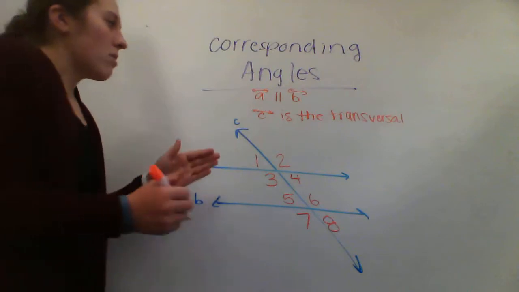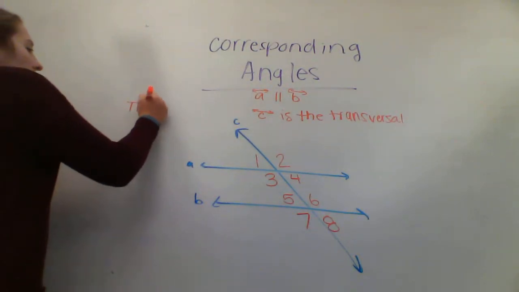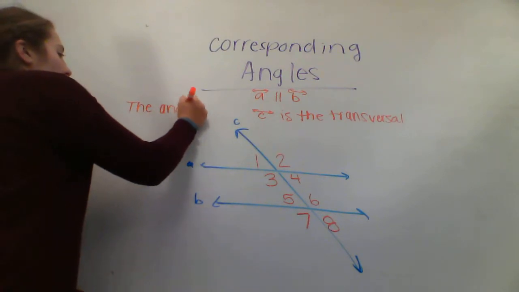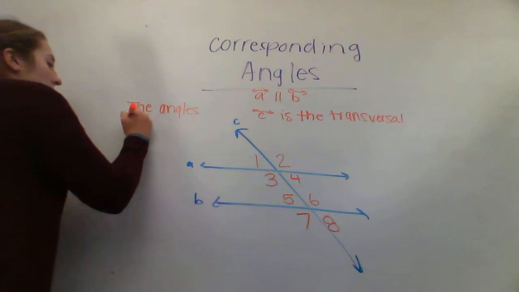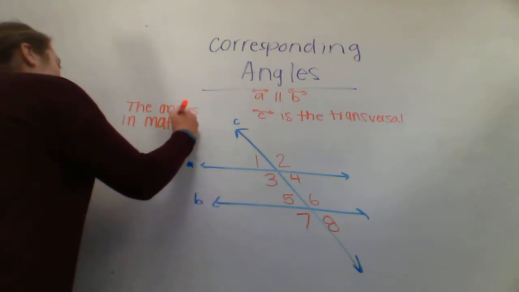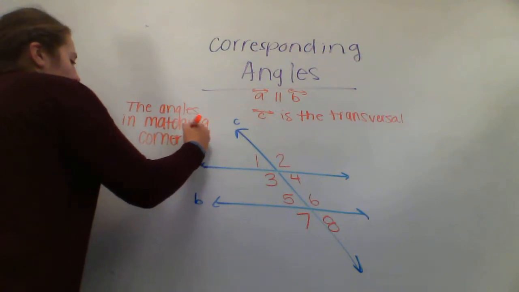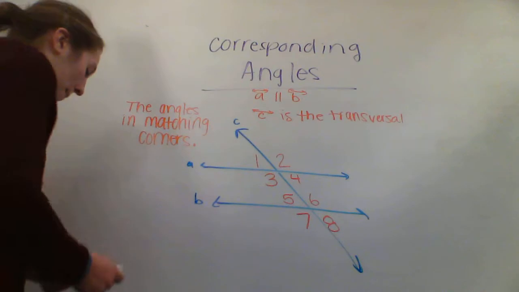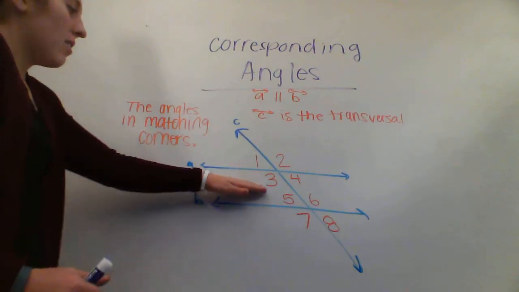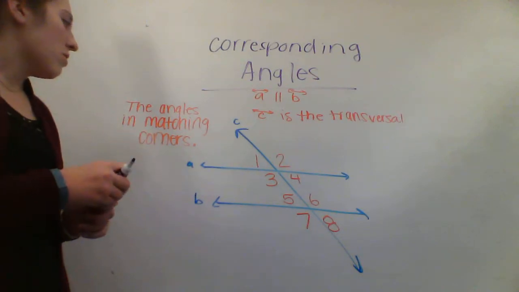The definition of corresponding angles is the angles in matching corners. You may be thinking to yourself, what does matching corners mean? Well, over here we have our parallel lines cut by a transversal. And corresponding angles are in matching corners.